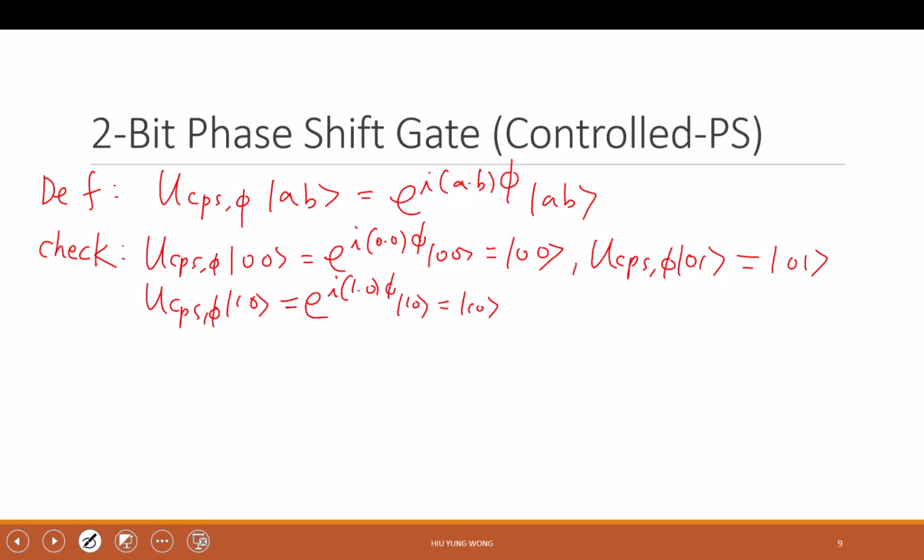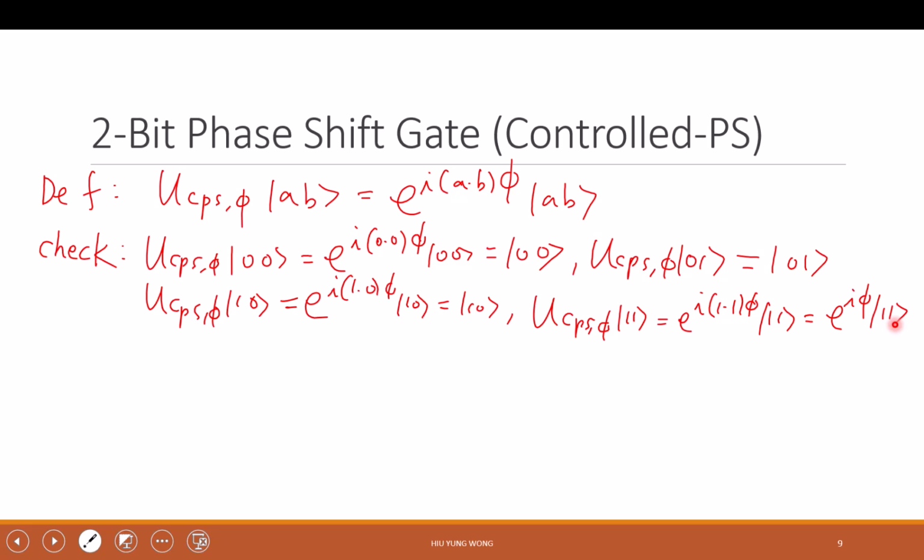Now, what if it is |11⟩? This is e to the power i phi times 1 times 1, |11⟩, correct? And what is this? e to the power i phi |11⟩. Right? So is this okay first for the math? Make sense?